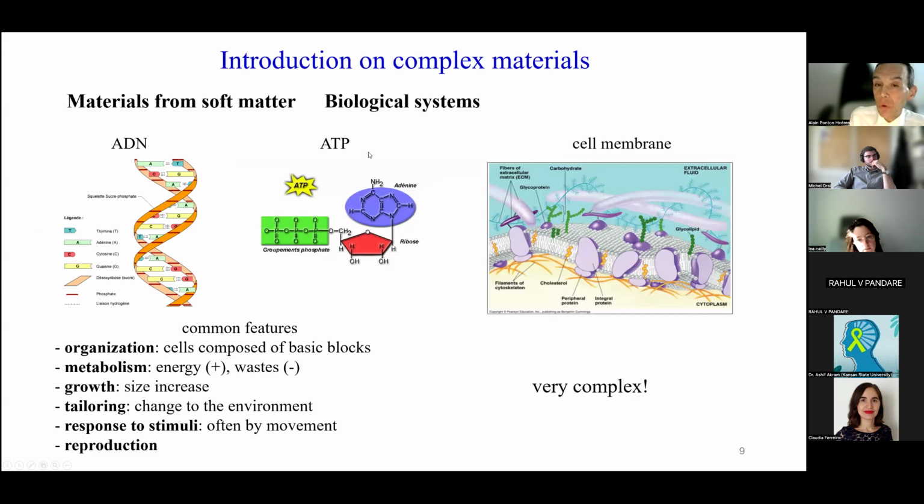You can also have materials from soft matter that are biological systems, typically DNA or ATP, which are very complex due to organization such as surfactants. But in this case, you can also have biological aspects such as metabolism, growth, response to stimuli, and reproduction.